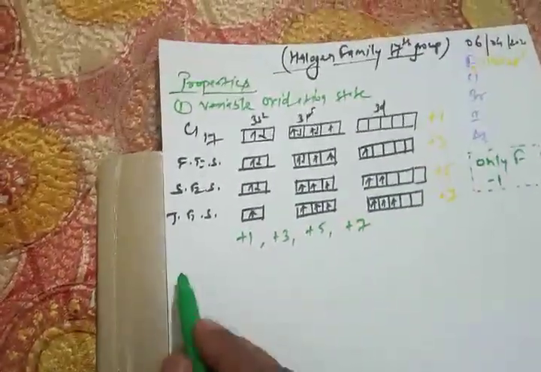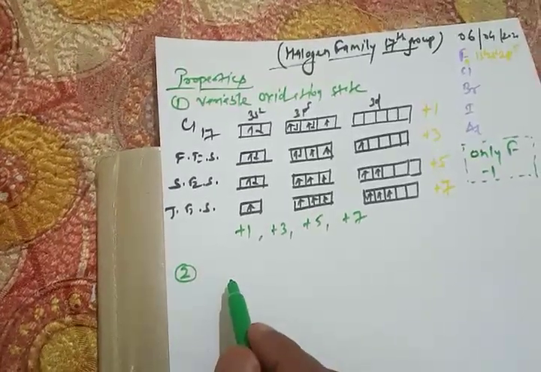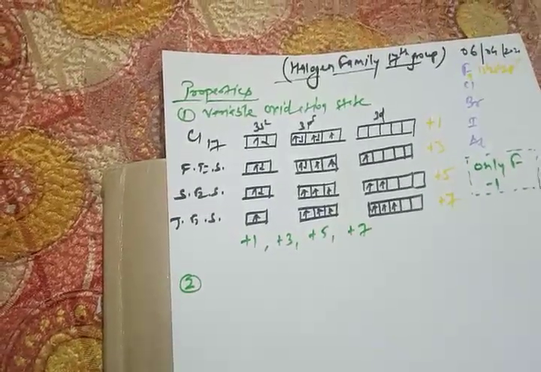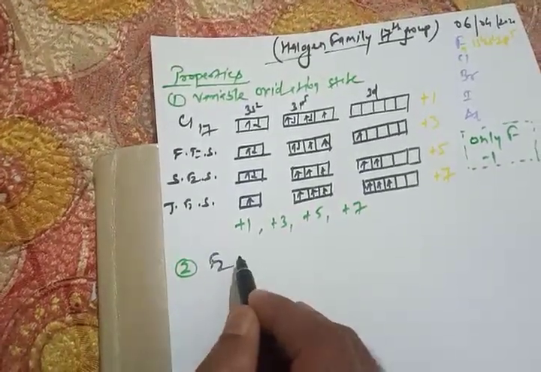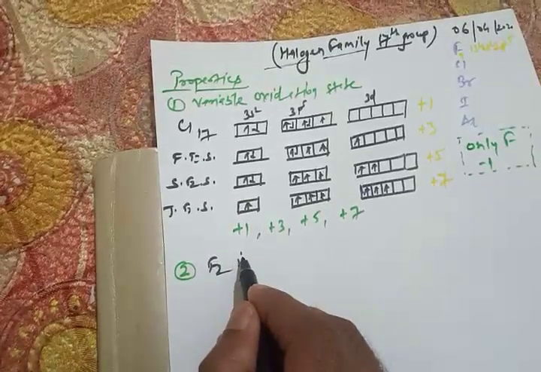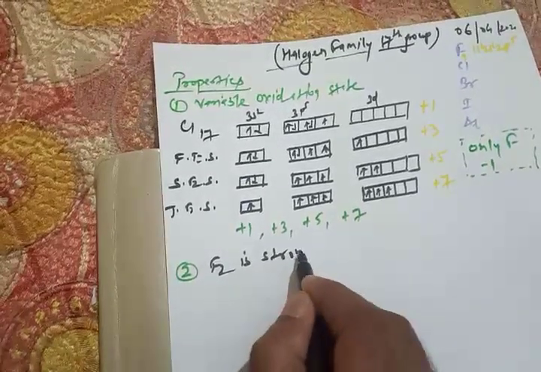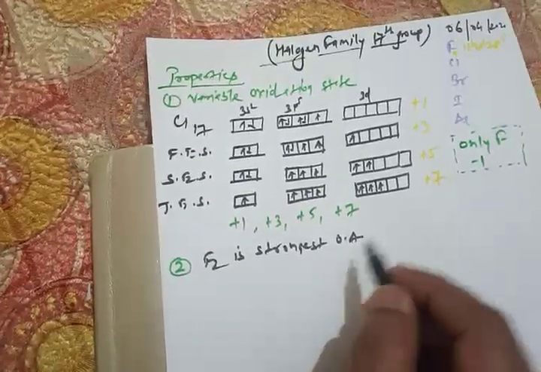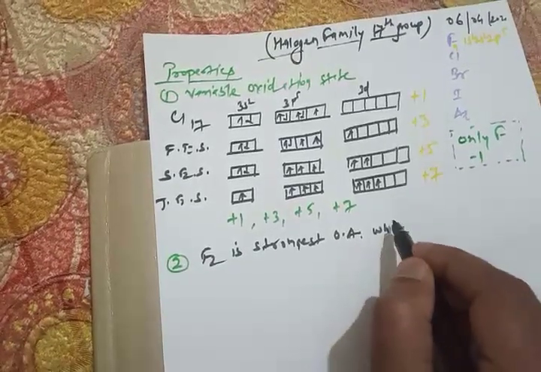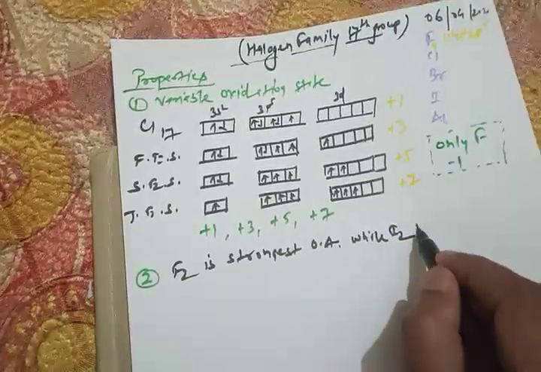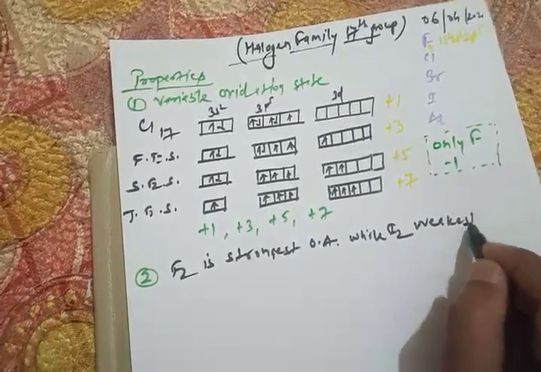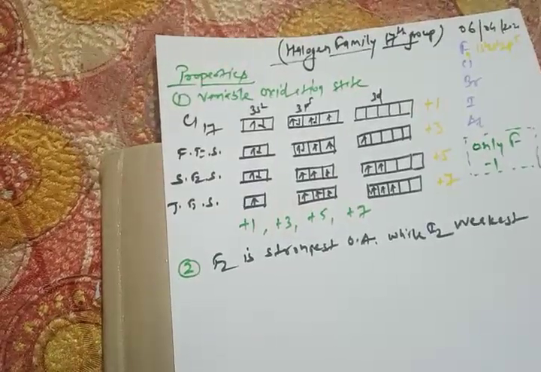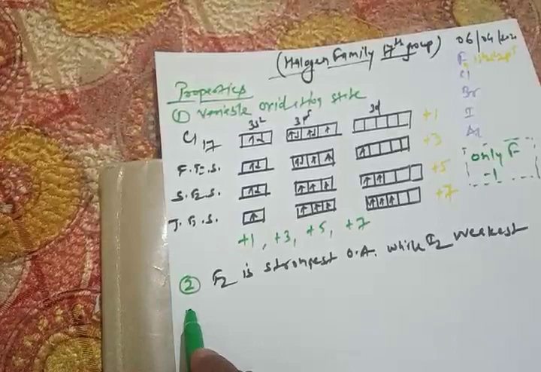Moving ahead, the second property is the oxidizing agent. Fluorine is the most electronegative, so fluorine is the strongest oxidizing agent. It will act as the strongest oxidizing agent, while iodine will be the weakest. This is the second one. Then the third property.